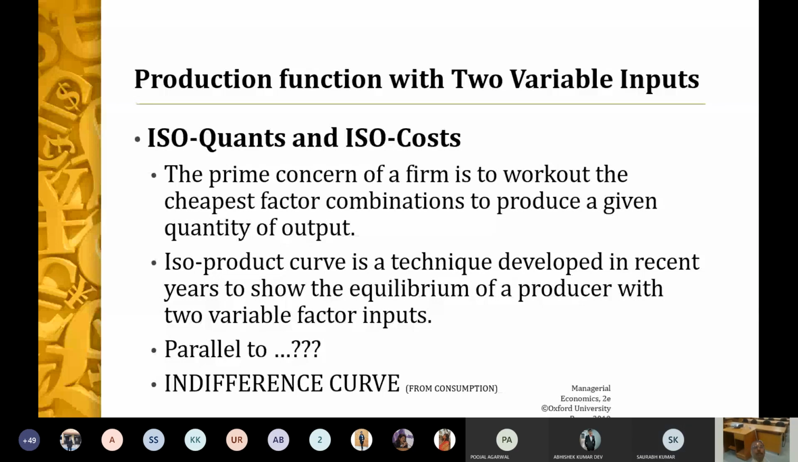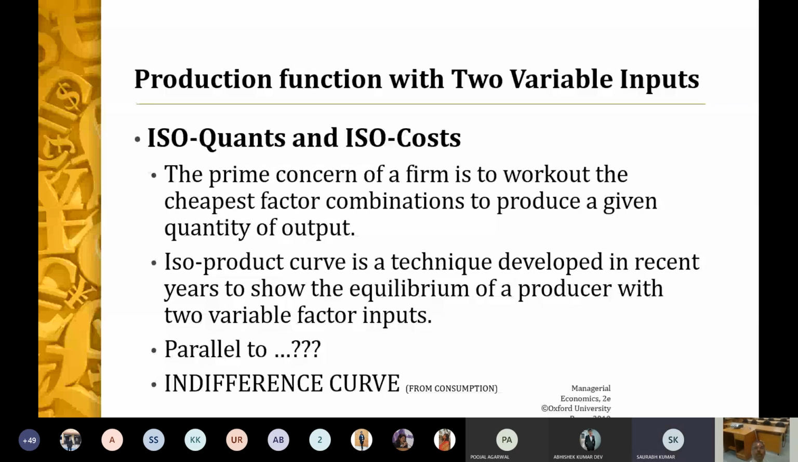So obviously, when we look for profit, our prime concern would be to work out the cheapest factor combination to produce a given quantity of output. So this is a very important objective with which we start this study. We are trying to work out the cheapest factor combination, the two factor combination where the cost will be cheapest. So isocost will give us the cheapest cost, and isoquant will give us the quantity of output.